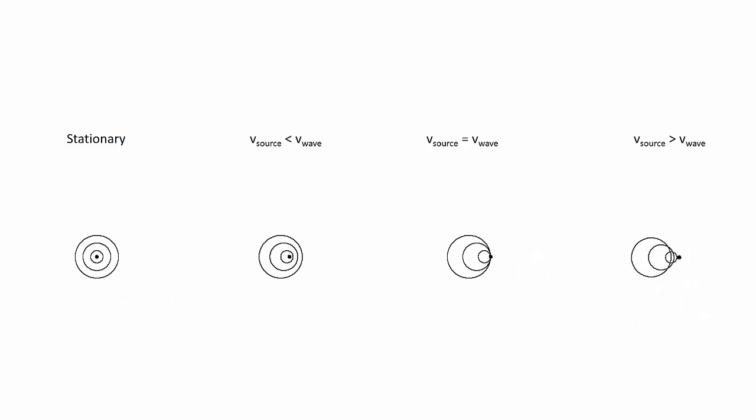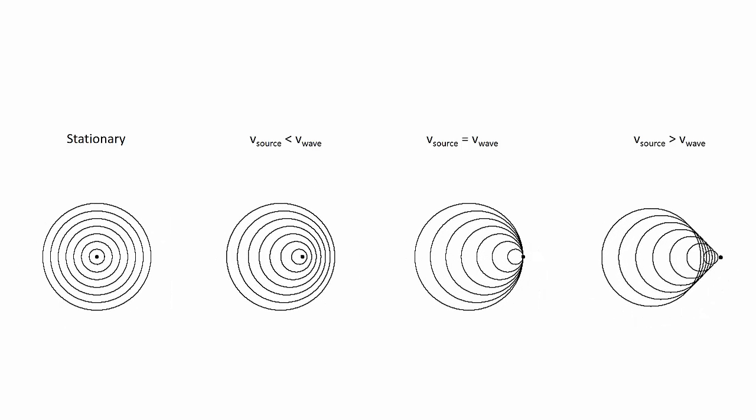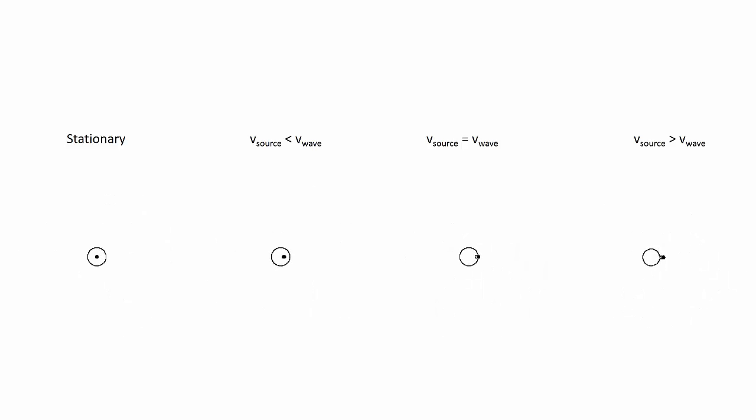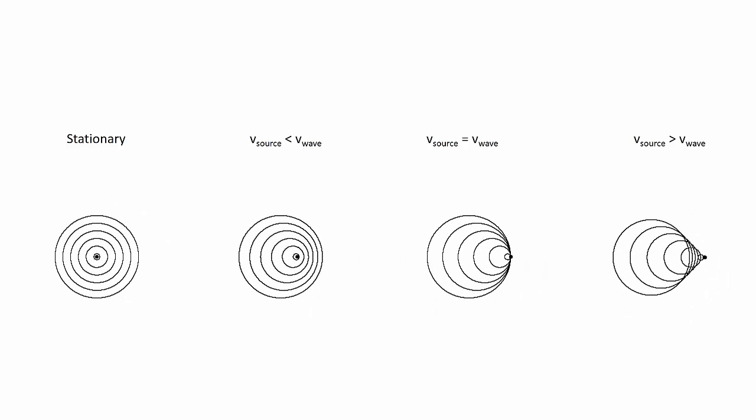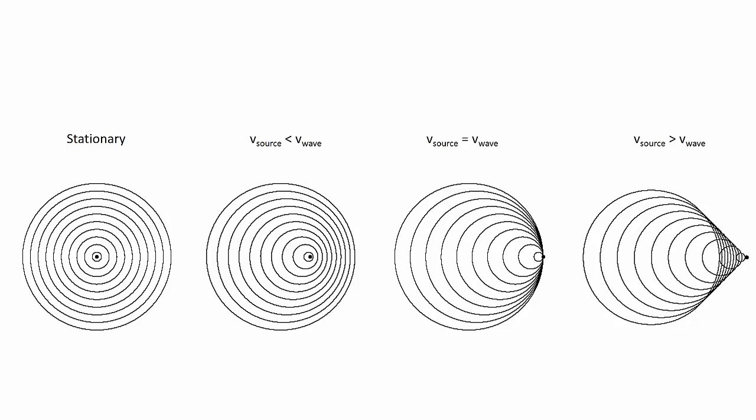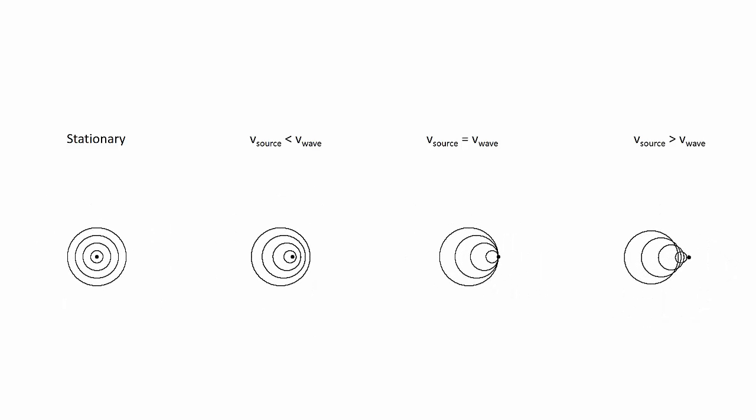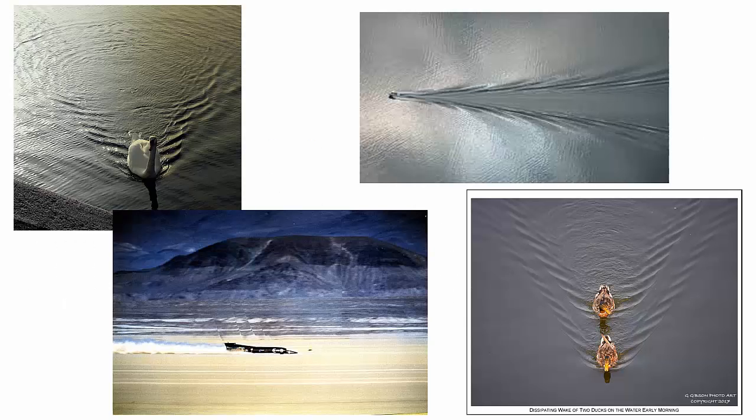It's not just fast objects, and you don't have to break the sound barrier in order to create these shock waves. Let's take a look. Birds can create shock waves. So over here, you can see that this swan is creating shock waves in the water. You can see it going out in a cone-shaped fashion here.